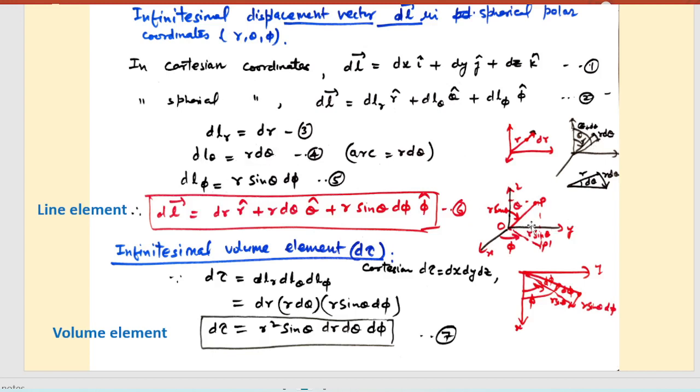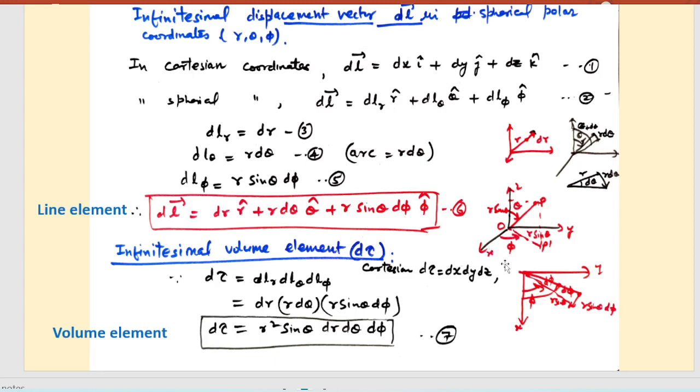Similarly, in case of phi, we have this phi in this direction. From the x-axis it was the phi angle, and if we take phi plus d phi here, again the change is in this arc, so it will be r sin theta d phi, because again this angle d phi will be arc divided by r sin theta. So then we have dl phi equal to r sin theta d phi. This is dl phi, and this was dl theta. So now the line element or displacement vector in case of spherical coordinates is dr r cap plus r d theta theta cap plus r sin theta d phi phi cap.